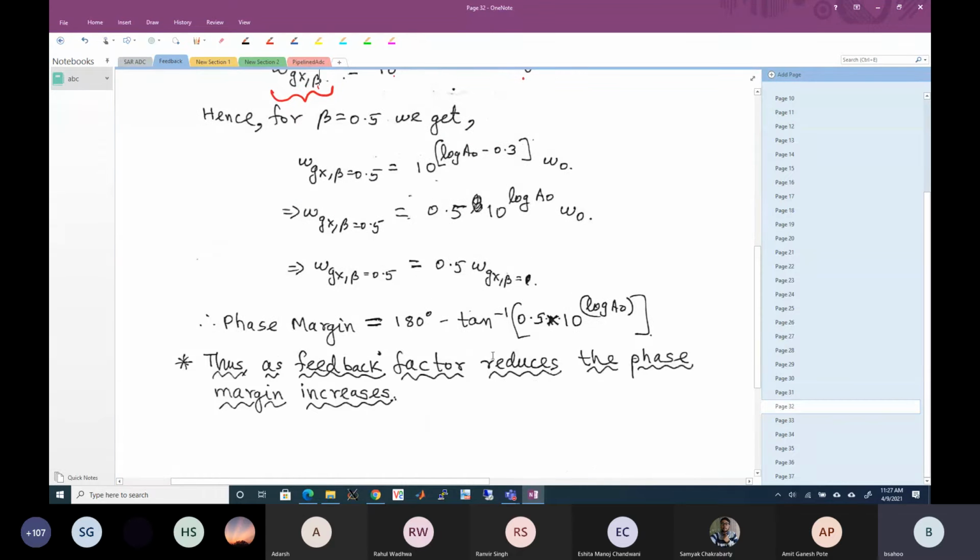Okay, phase margin is going to be 180 degrees minus tan inverse of 0.5 of this. Thus, as the feedback factor reduces, the phase margin increases. This number is going to reduce because this amplitude reduces.